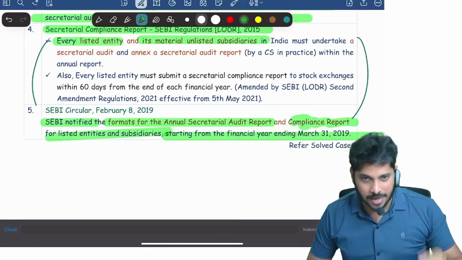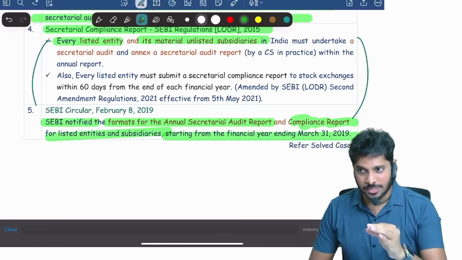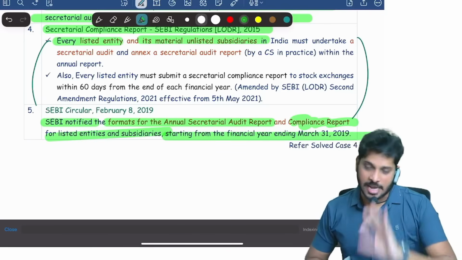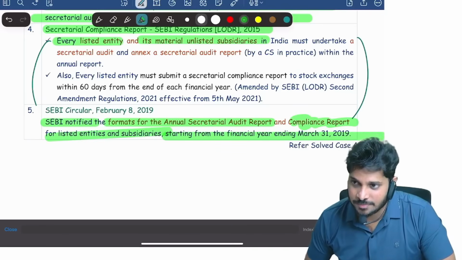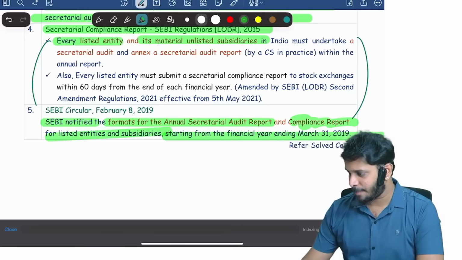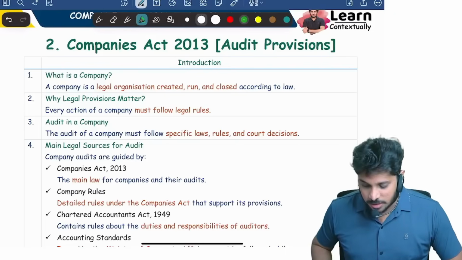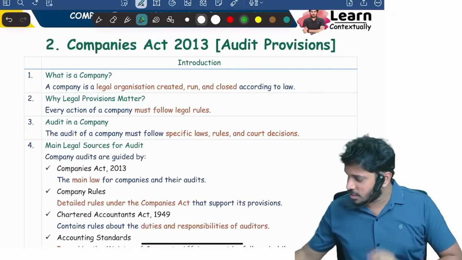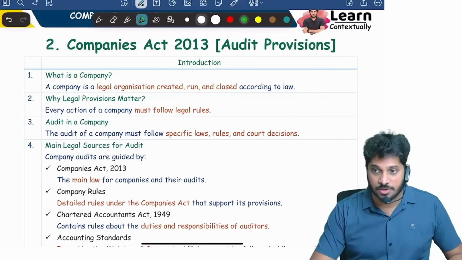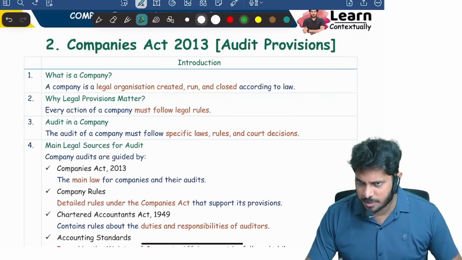Clear? And with respect to secretarial audit, if any question comes and you didn't understand what to write, whatever points you know about secretarial audit, write all the points and it will hit. Clear? That's it. So with this, cost audit, secretarial audit is completed. Yes, we completed discussion about cost audit and secretarial audit. Now let us discuss financial audit, one of the major topics in this particular chapter.